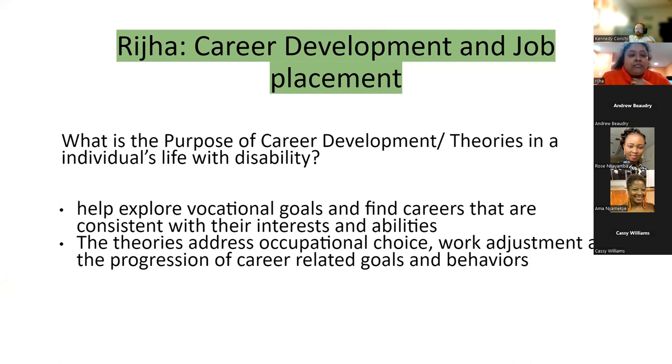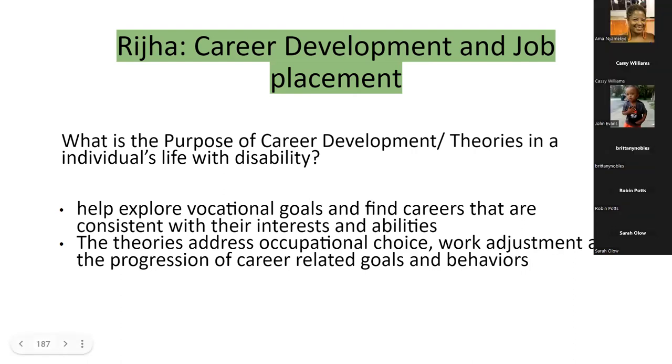So starting off with, what is the purpose of career development theories in an individual's life with disability? Basically, as a rehab counselor, we are helping them to explore their vocational goals. And every individual can come with a disability or even a mental health condition. So we want to become an advocate and help them with the journey to identify those goals and help them find careers that are consistent with their interests and abilities.